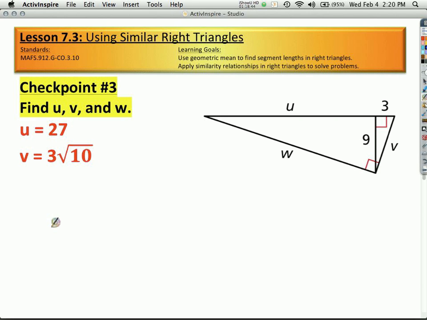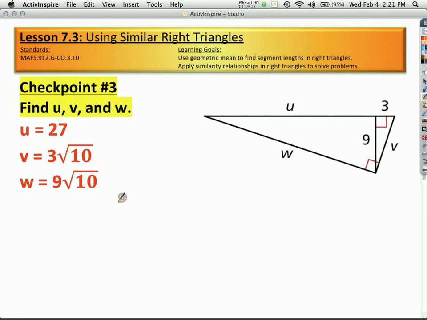And what about W? I got student 12 and student 8. Student number 12, what'd you put? And student number 8, what'd you put? Okay, student number 17, what'd you put? Okay, student number 4 is not here, it's student number 21. 9 radical 10.